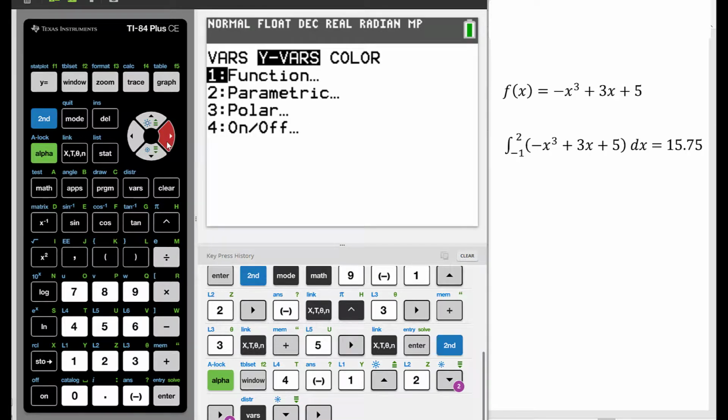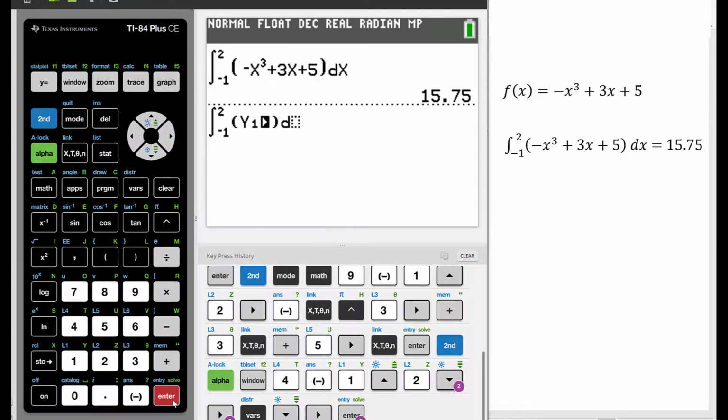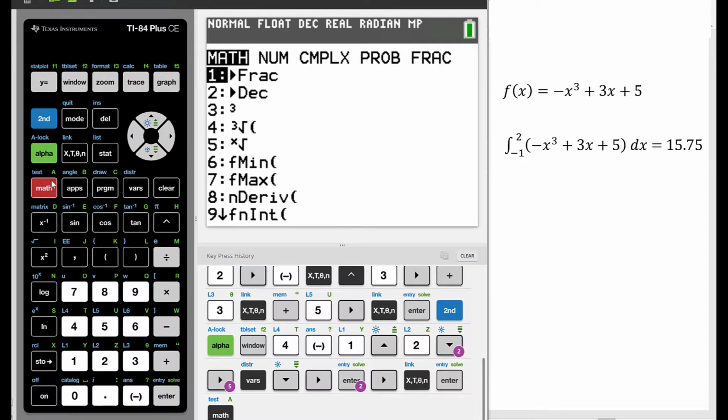And I'm going to scroll over to the right to y vars and press enter on number 1 for function. We're going to press enter on number 1 for y sub 1, and then the right arrow key, and then type in that dx. And we get enter, and we get 15.75, exactly the same, but a slightly different way of achieving that answer.